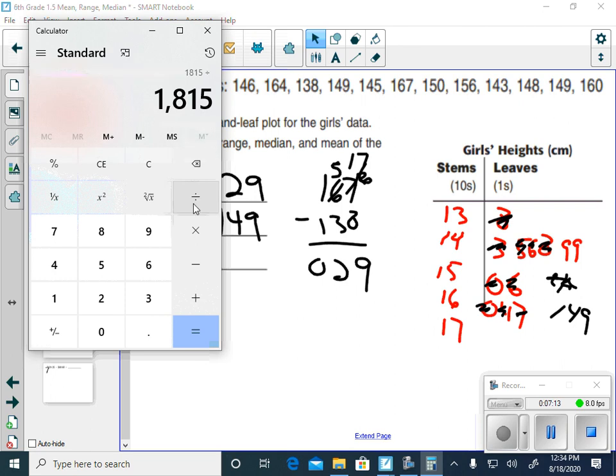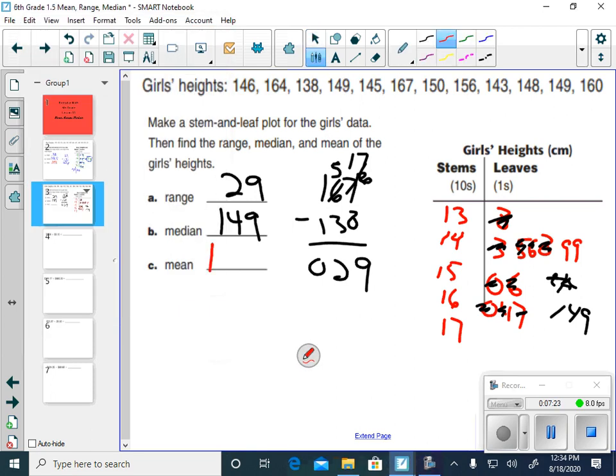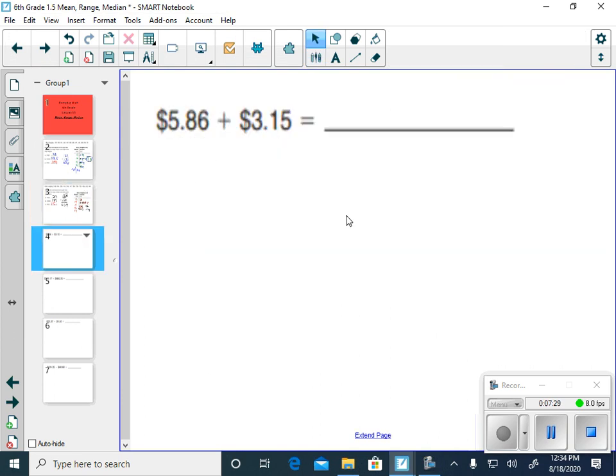We're going to divide this number by 12, and our mean would be 151 because the 2 in the tenths spot is not going to round it up. 151 is my mean. That's how you find the range, median, and mean, kids. Well, it takes a little bit of practice here.